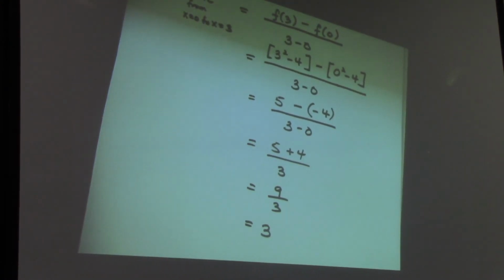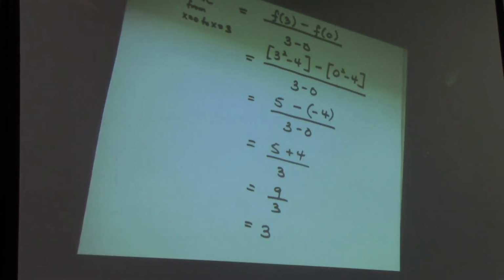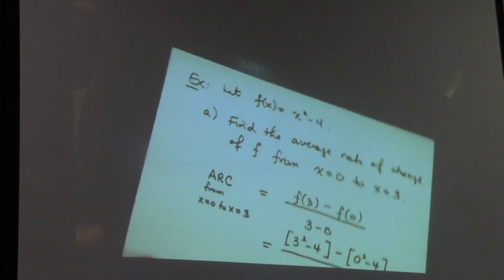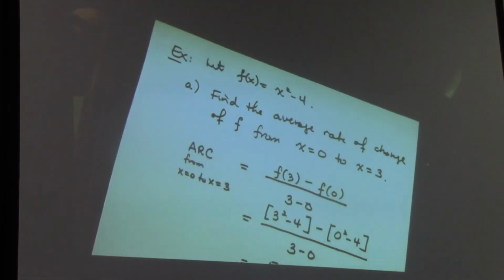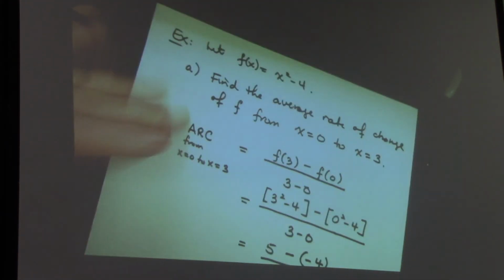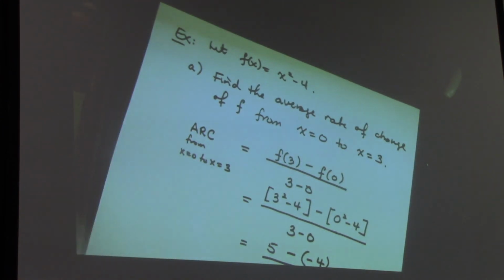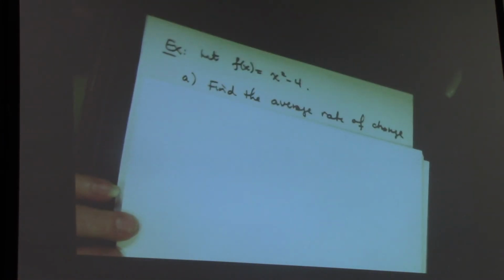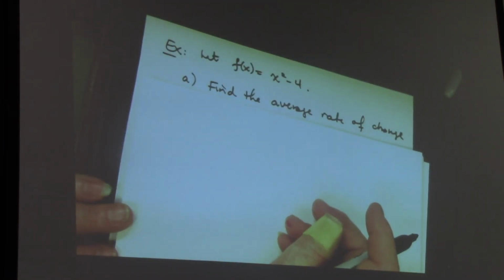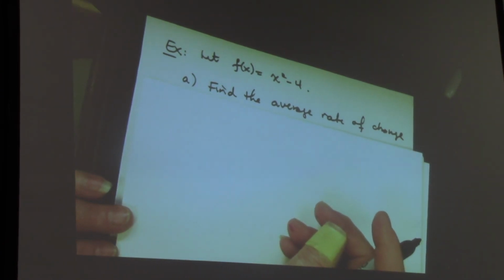Now, let's see what that means with respect to the graph of this function. What does the graph of f of x equals x squared minus 4 look like? We don't actually know about the shifting, but where's the y-intercept?